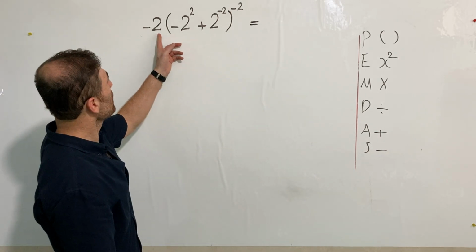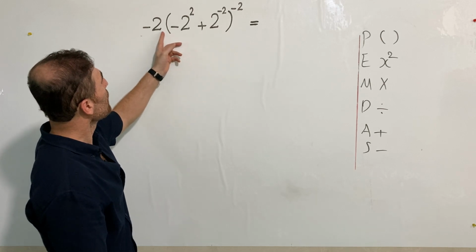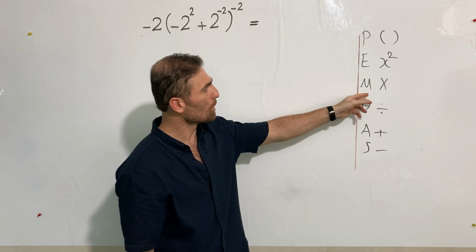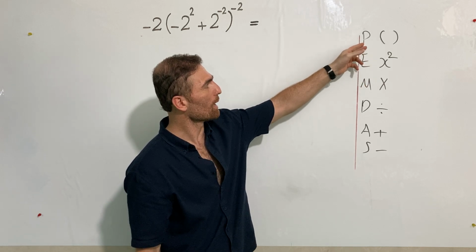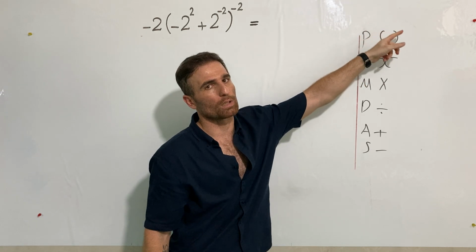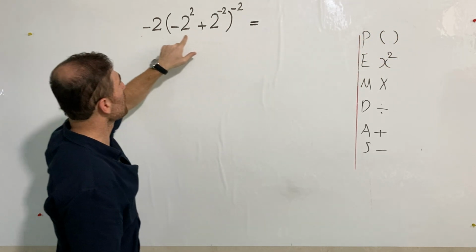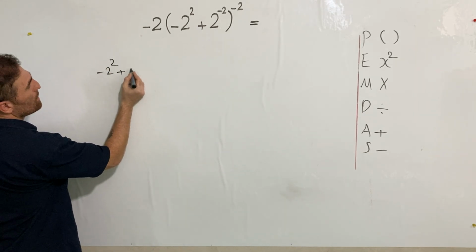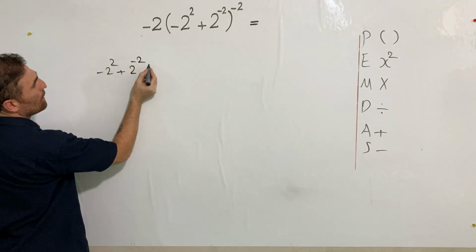Now we have a number next to the parentheses, which means multiplication. We have parentheses and we have exponent, multiplication, exponent, and parentheses. So we need to start with the term inside the parentheses: negative 2 squared plus 2 raised to the power of negative 2.